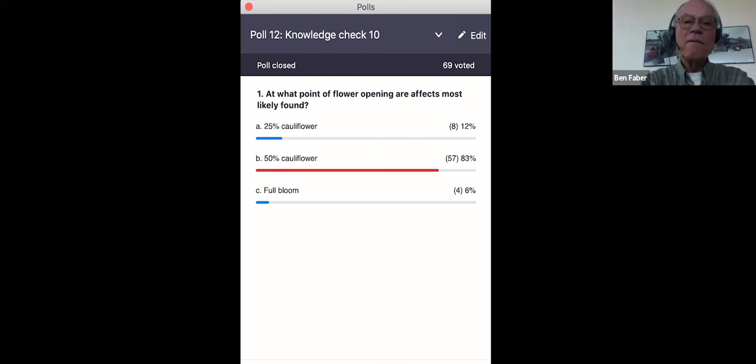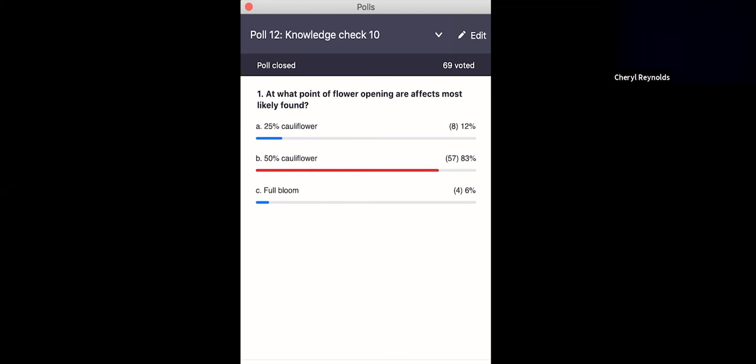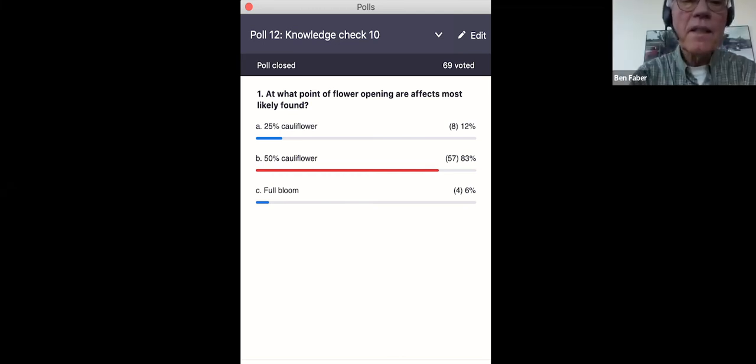At what point of flower opening are effects most likely to be found? At 25% cauliflower, 50% cauliflower, or full bloom? A, B, or C? 50% cauliflower stage, that's the ideal. And it's hard to achieve an ideal in an avocado orchard.